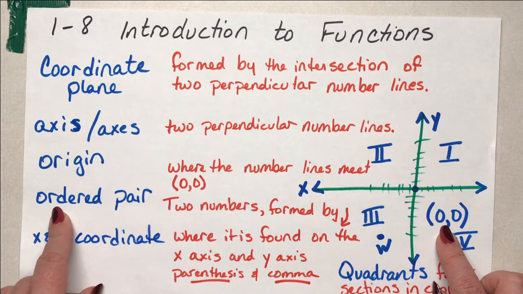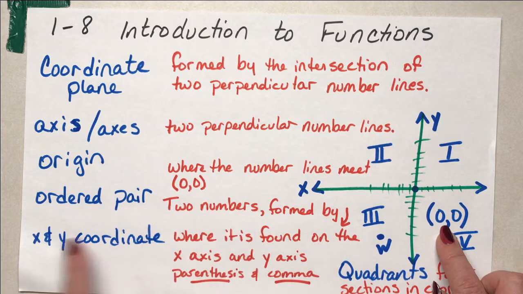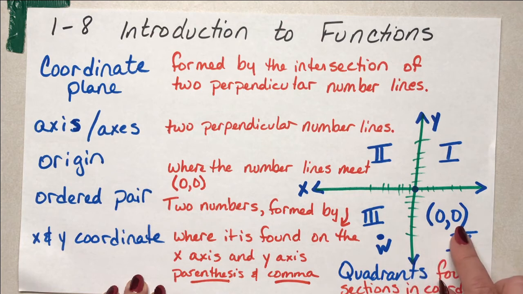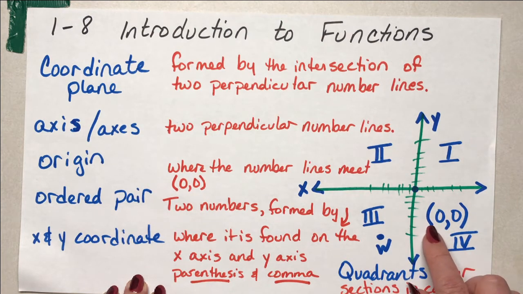It's an ordered pair. It's two numbers formed by the x-coordinate and the y-coordinate to tell you exactly where it's found on the coordinate plane. And in order to write a correct ordered pair, you need parentheses and a comma.